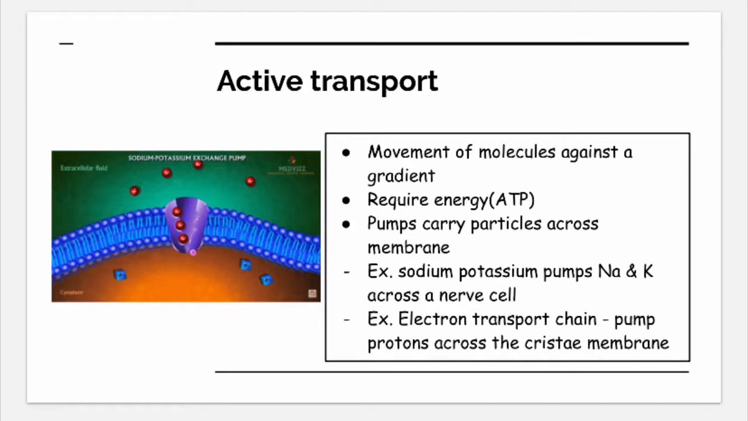Another example of active transport is the electron transport chain in mitochondria, which consists of proteins that pump protons across the cristae membrane. You can learn more about mitochondria in my previous video, which talks about cell organelles.